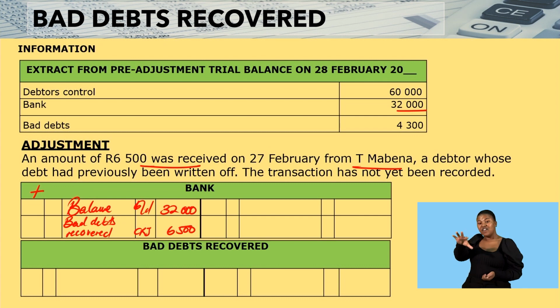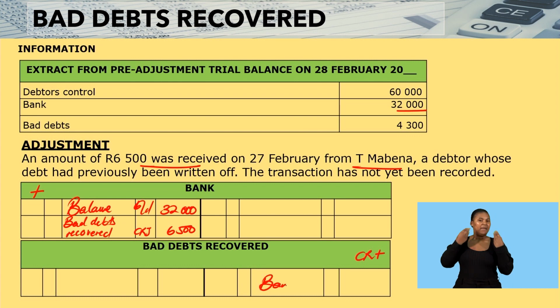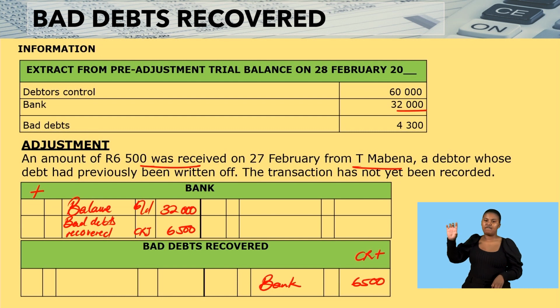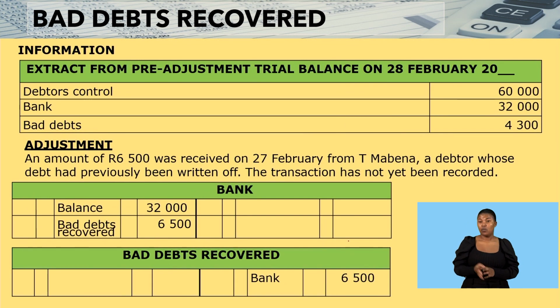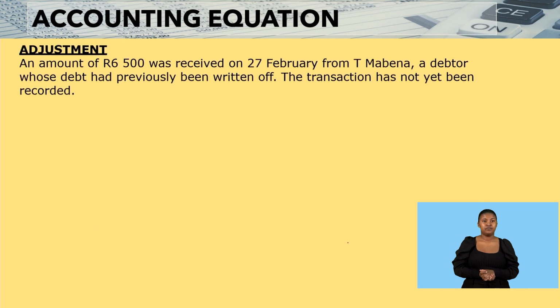6,500. To complete double entry, I'll come to my bad debts recovered. Remember, this is income then, an income account. So I'll come here and say bank. And I have my 6,500. Very important that you understand this principle. There it is.